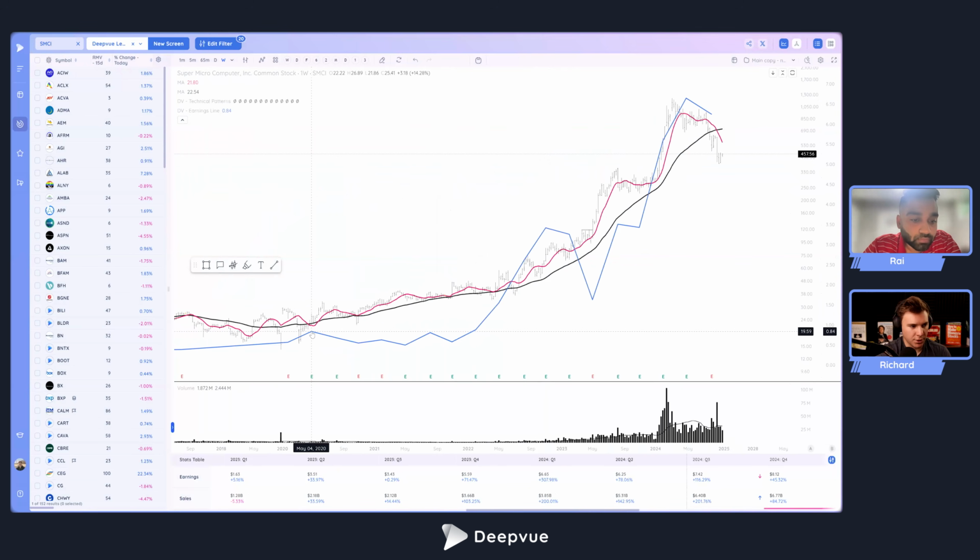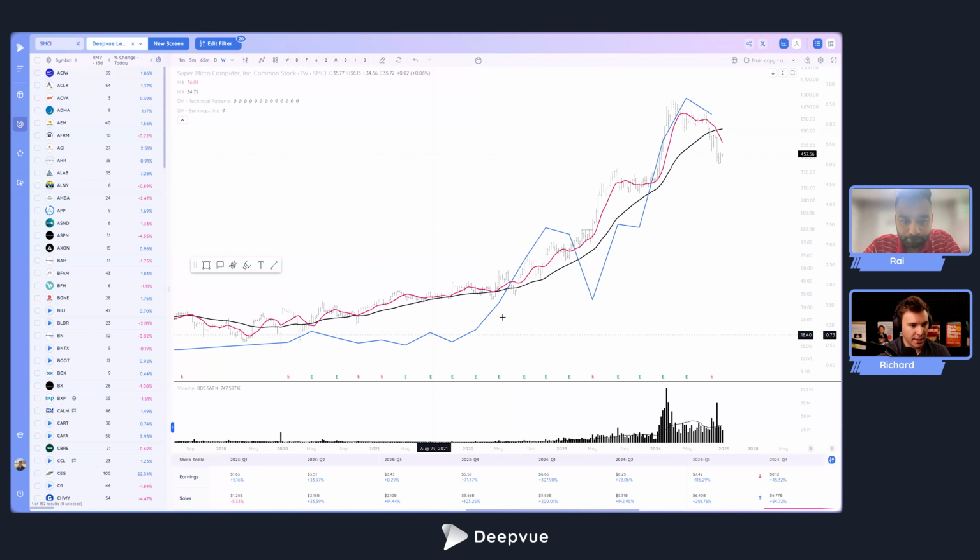You can also look for breakouts in the earnings line itself, and you can see that that happened with SMCI. It was already trending nicely, but before the big move that everybody talks about, we had a breakout in the earnings right here.